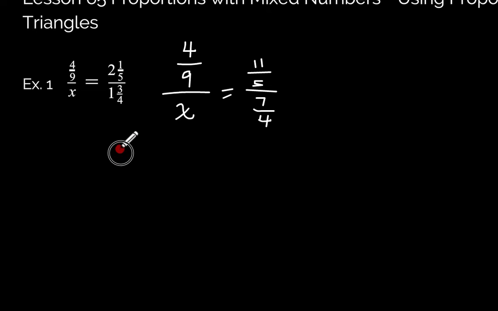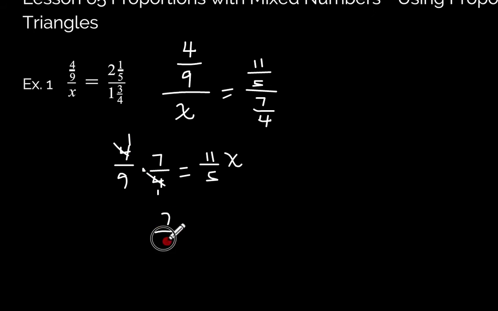So you're going to get 4/9 times 7/4 equals 11/5 x. Reduce if you can. Look at this. It makes it easier. Those divide into each other. So you have 7/9 equals 11/5 x. You can always switch sides if you want. You can say 11/5 x equals 7/9.